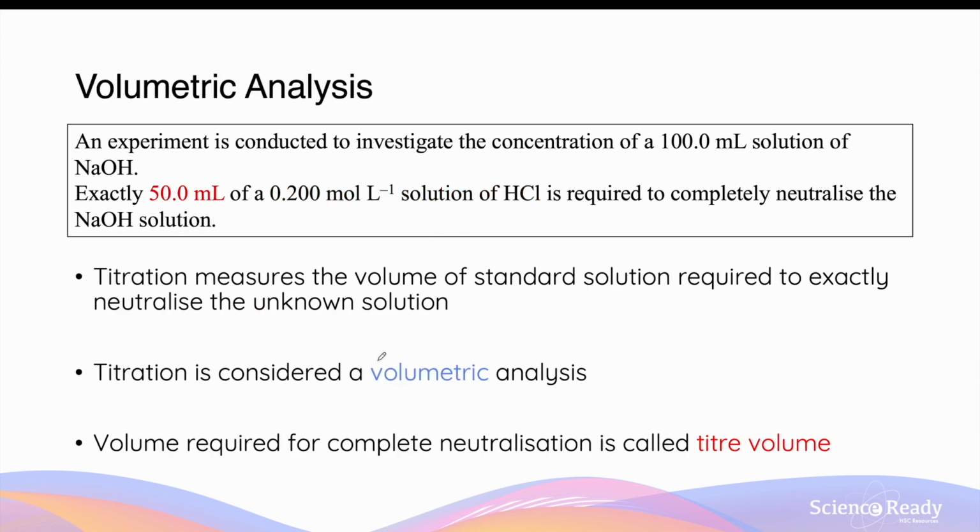Titration is also considered a volumetric analysis because this analytical technique aims to measure the volume of the standard solution that's required to exactly neutralize the unknown solution. In the example we discussed, this volume was exactly 50 milliliters. The volume required for complete neutralization is called the titre volume. So the 50 milliliters of hydrochloric acid is the titre volume for this particular titration.